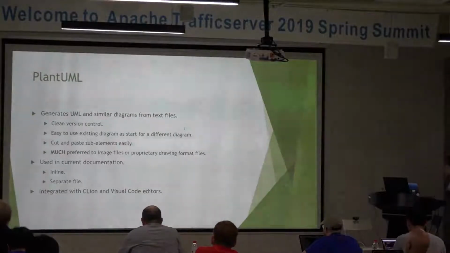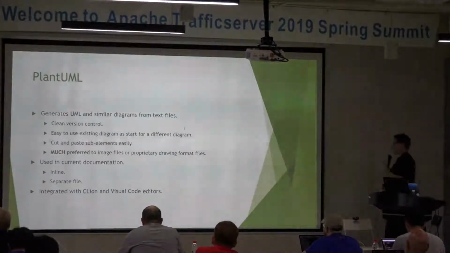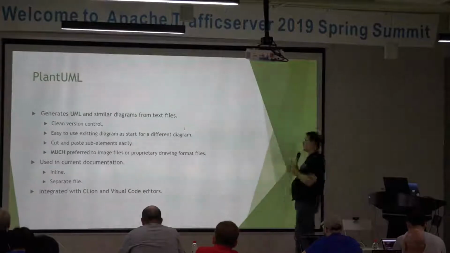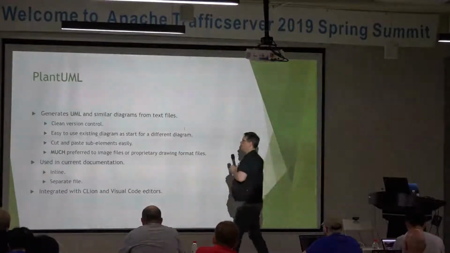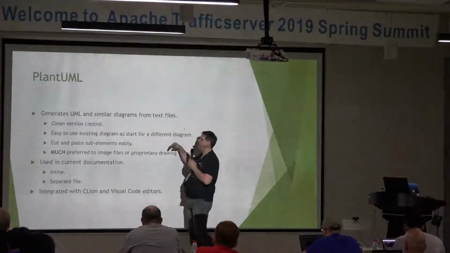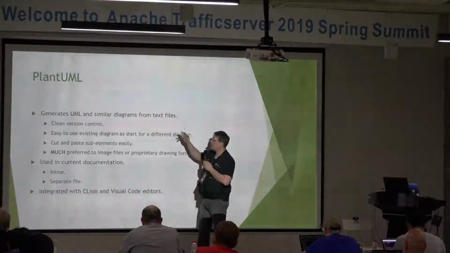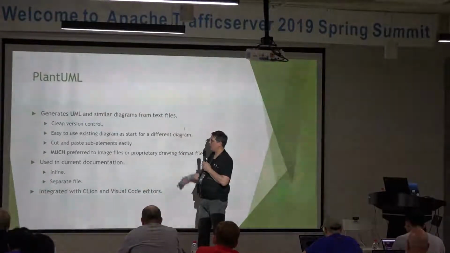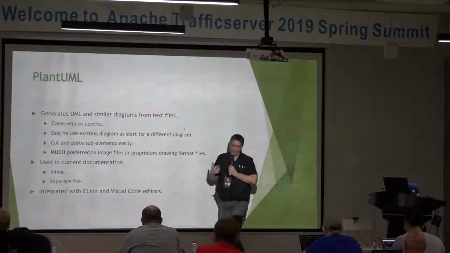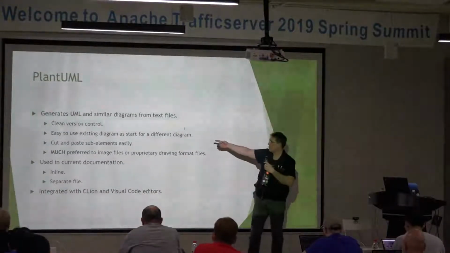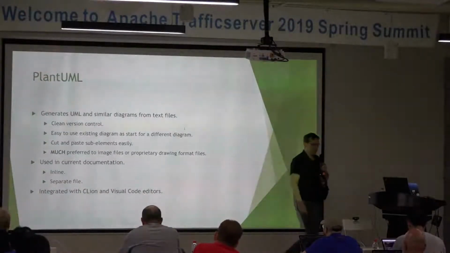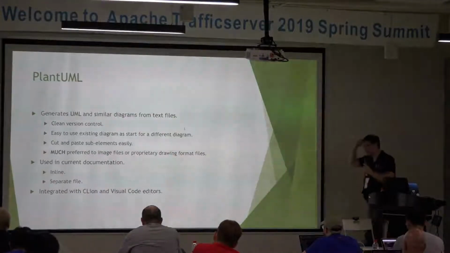We also selected PlantUML as our diagramming tool. This came up earlier with the OmniGraph and whatever. So PlantUML is this Java thing. It takes a text format and generates UML and related diagrams. I like the text base for these reasons here, right? Once you do this kind of stuff, it's really, really great.